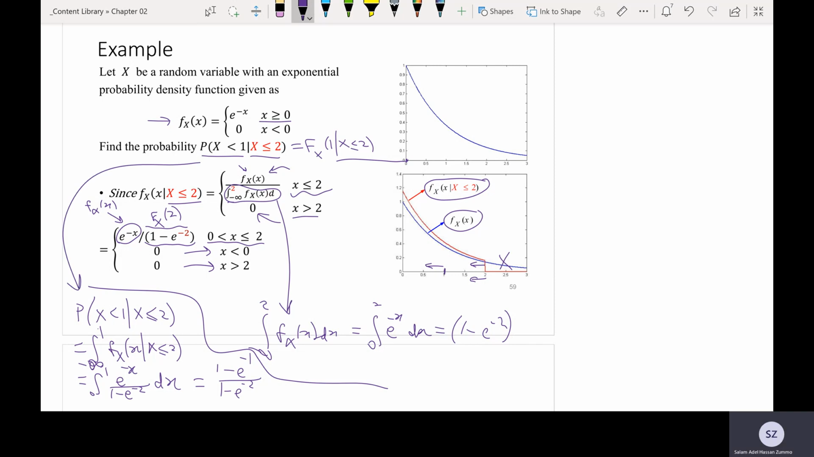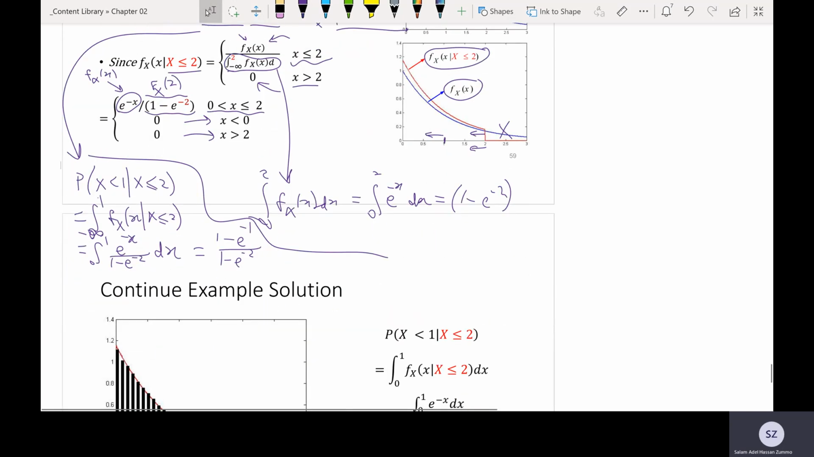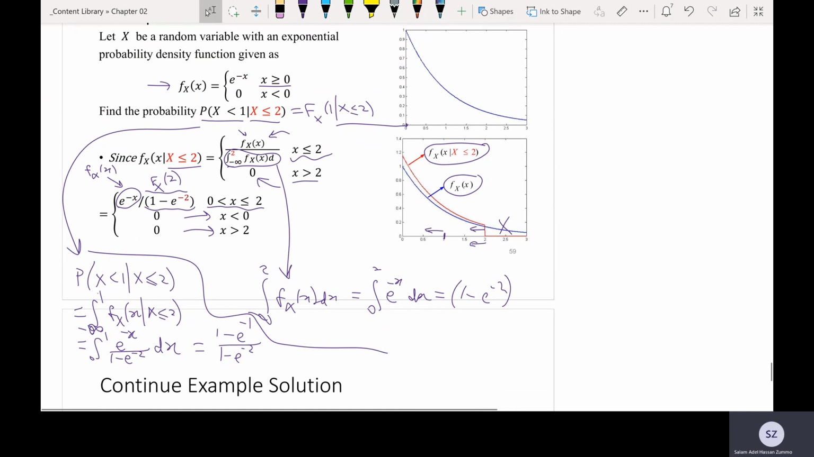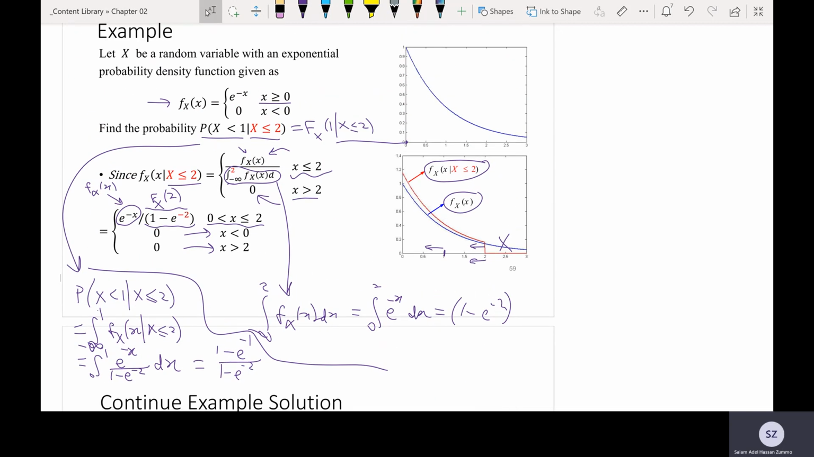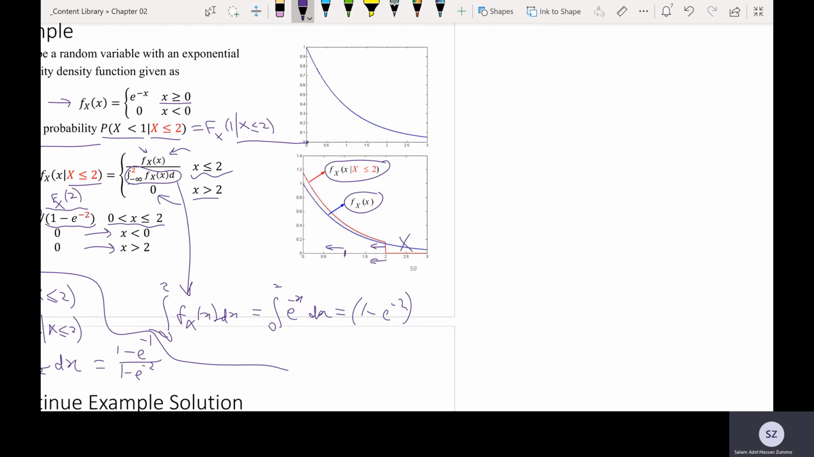Any other questions? So now you need to be comfortable: if I give you any random variable and any condition, you need to be able to find the solution. Let's take one more example before the time ends, about a uniform random variable that lies between 3 and 5.